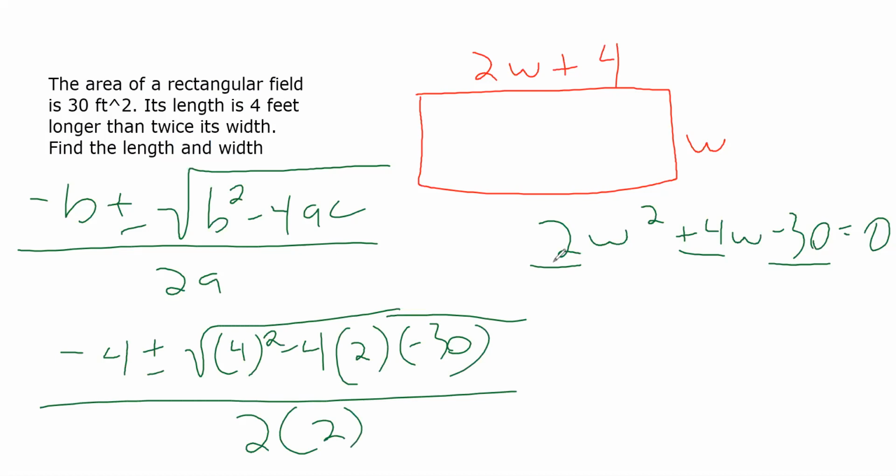Maybe we can mental math some of this. I'll use a different color. Let's try getting that discriminant down. I think that's going to help us. So we're going to do this kind of piecemeal. 4 squared is 16, minus 4 times 2, which is 8, times negative 30, so that's going to end up being positive. And then 8 times 30 is going to be 240. And it's 16 plus 240, which will be 256. Then we have to take the square root of that.